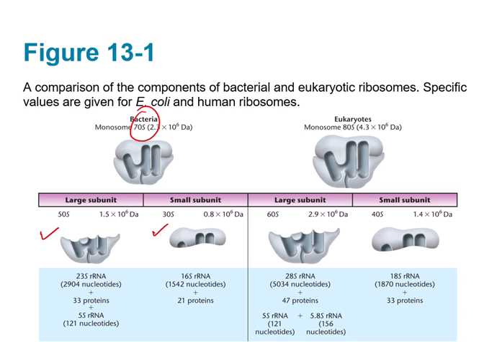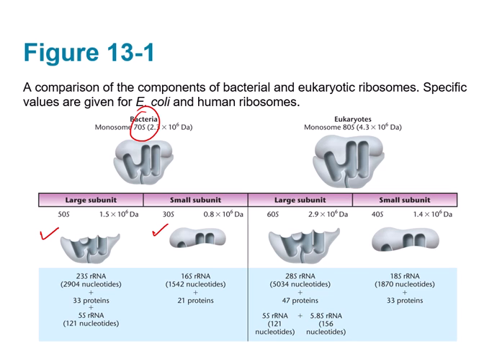So that's why 50 plus 30 does not add up to 80. It makes 70S because when they are together, their sedimentation, meaning how they settle down under centrifugation, is somewhat different from when they are separate. They are probably more spread out when separate. When it is a single structure, it is a more compact structure. So that's why it's not 80S.